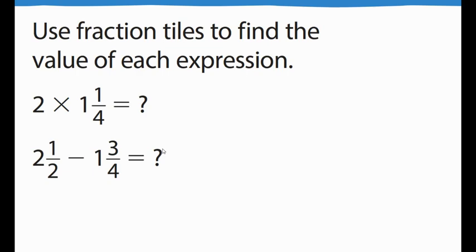Since we already did multiplying mixed numbers today, I am just going to do this bottom one just to make sure that we remember how we are subtracting mixed numbers. So please remember, find a common denominator. That's going to be 4. So it's going to be 2 and 2/4 minus 1 and 3/4.